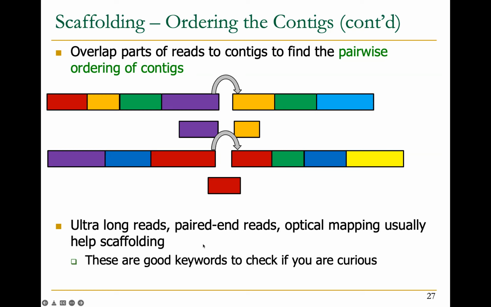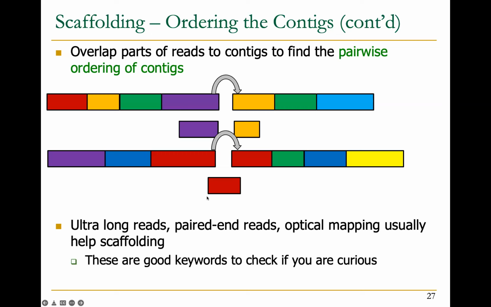Optical mapping is also used. Optical mapping is an accurate approach if you want to identify certain k-mers in the genome. For example, you identify the k-mer here, here, here, and here, and then you say that, okay, since these k-mers are consecutively appearing here and here and here, maybe these two contigs are next to each other so that I can order them.